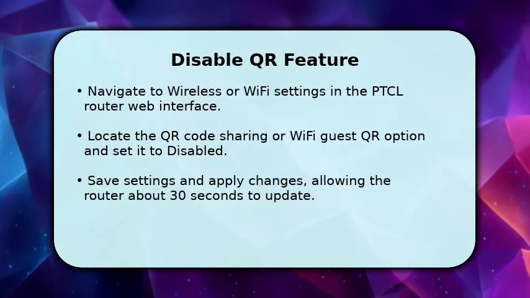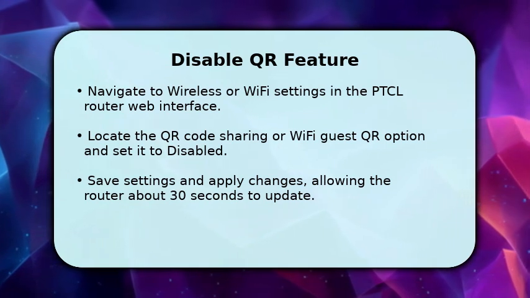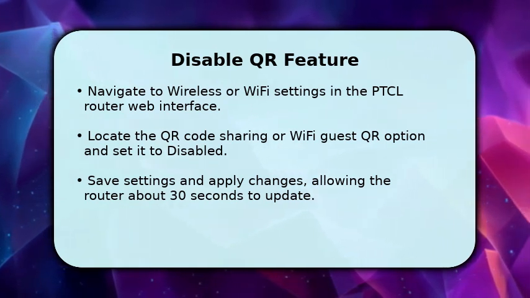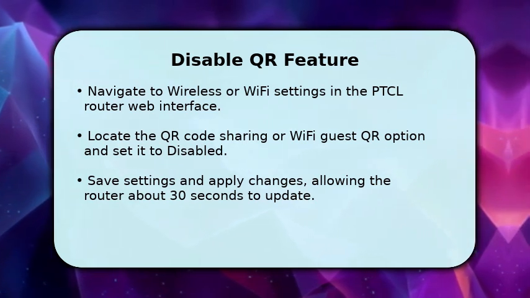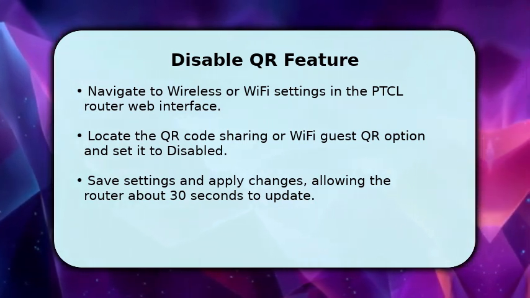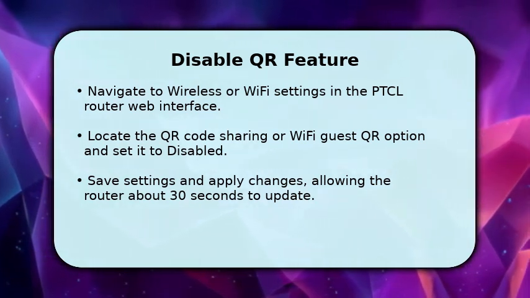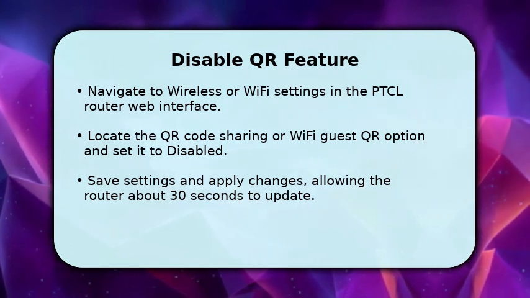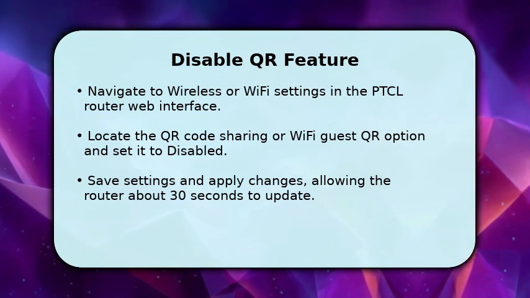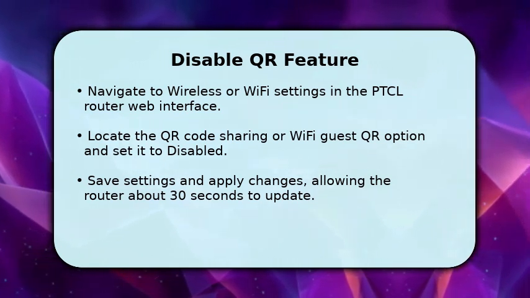Navigate to the wireless or Wi-Fi settings section in the Ptcl router web interface. Look for a submenu labeled Wi-Fi sharing, QR code, or guest network QR settings. Locate the QR code sharing or Wi-Fi guest QR option and set it to disabled or off. Confirm the change by clicking Save or Apply at the bottom of the page.